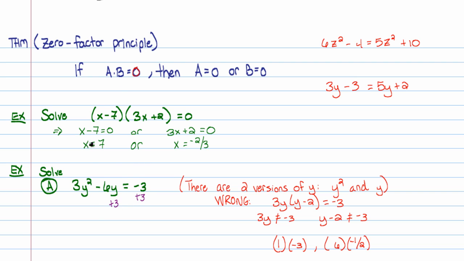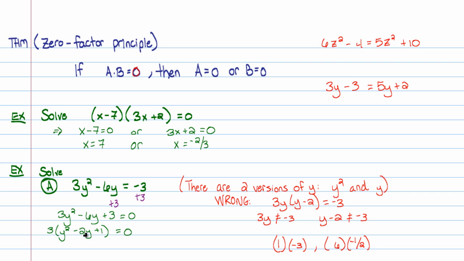And when you add 3 to both sides, you have this nice beautiful 3y squared minus 6y plus 3 is equal to 0. And now I can start factoring. Notice that each of these three terms has something in common. They're all divisible by 3, so I'll factor out a 3. 3 times y squared minus 2y plus 1 is equal to 0.